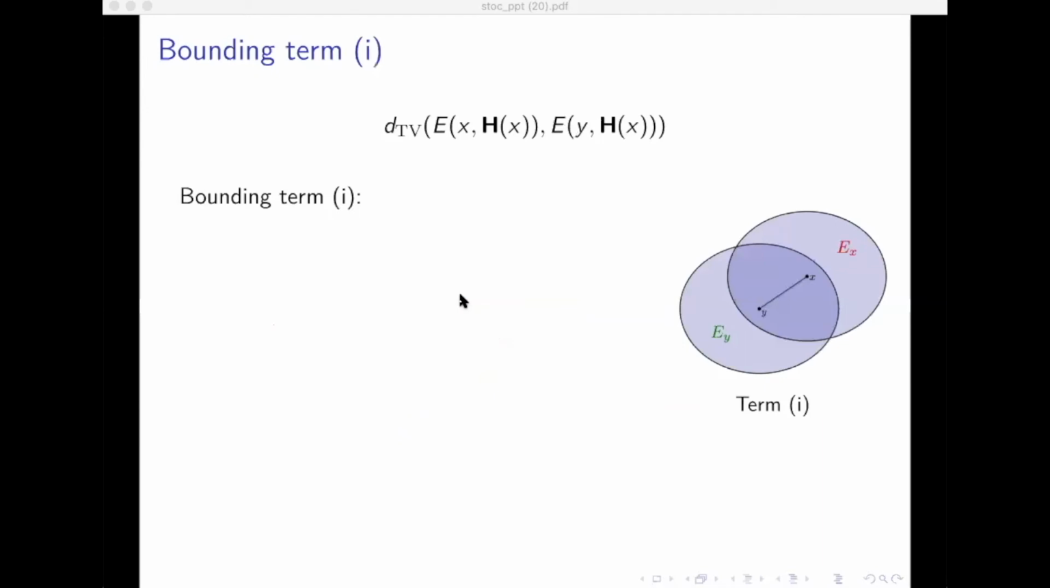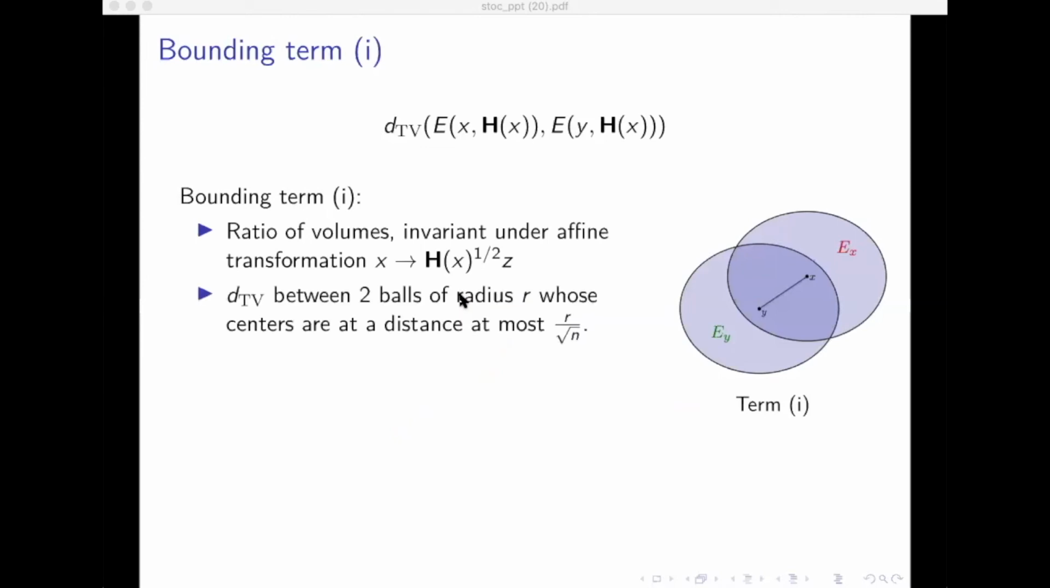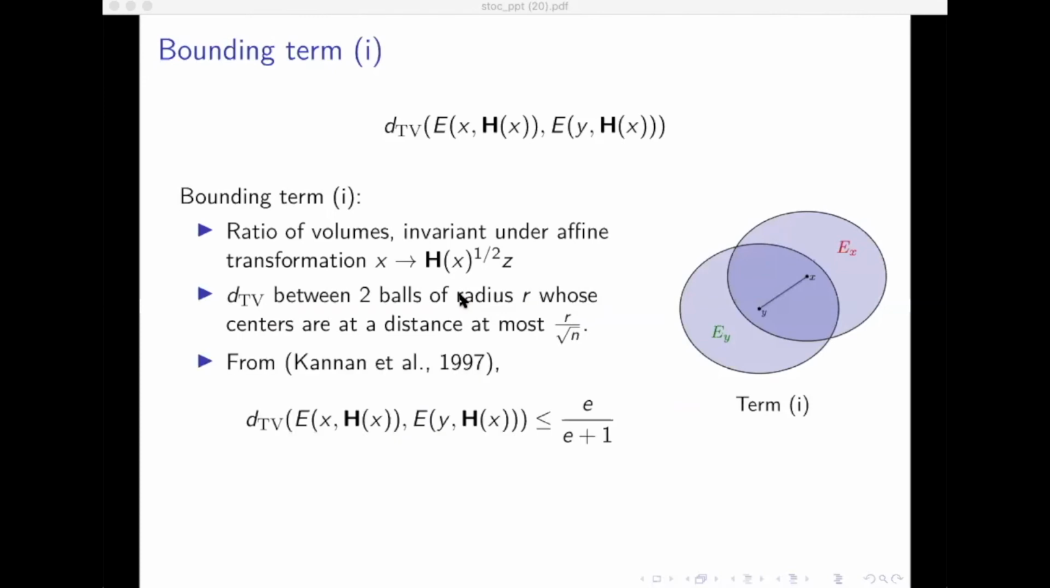Term 1 is the ratio of volumes and therefore invariant under the affine transformation x goes to Hx to the power half z, after which it becomes the total variation distance between two balls of radius r whose centers are at a distance at most r divided by square root n. This was proved to be less than e divided by e plus 1 in Kannan et al. 1997.